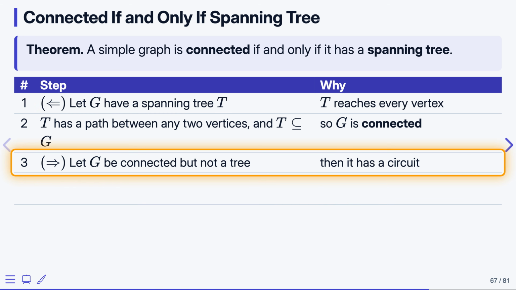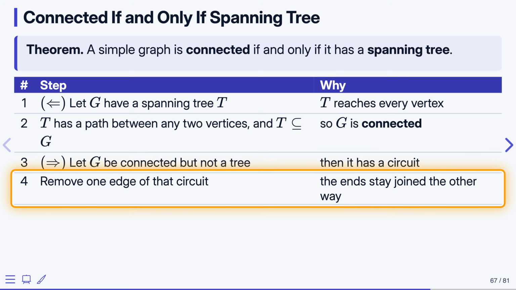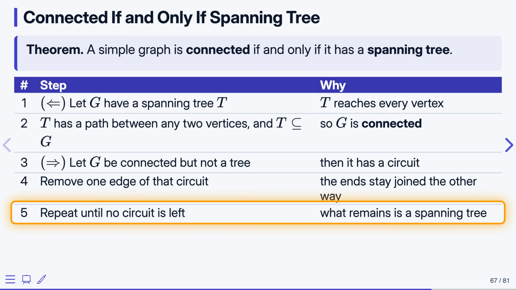Step 3. Now the other direction. Suppose G is connected. If it is already a tree, we are done. If not, it must contain a circuit. Step 4. Remove one edge of that circuit. Removing an edge from a loop never disconnects anything, because the 2 ends are still joined through the rest of the loop. Step 5. Keep doing that until no circuit is left. What remains is connected, has no loops, and still reaches every dot. That is a spanning tree.